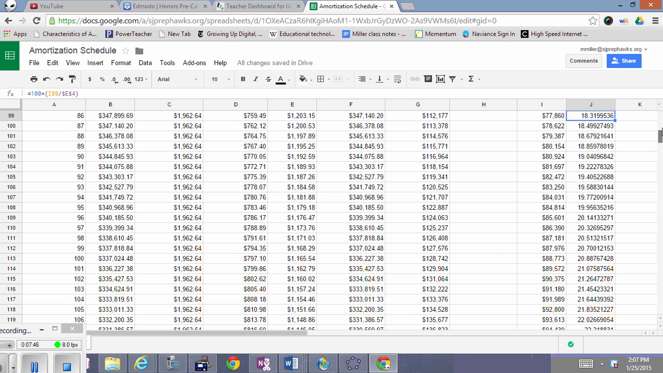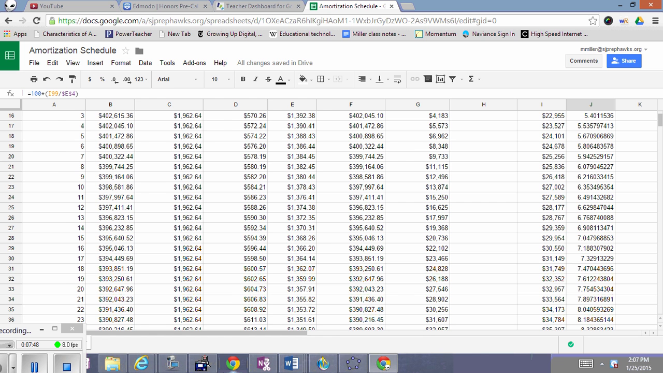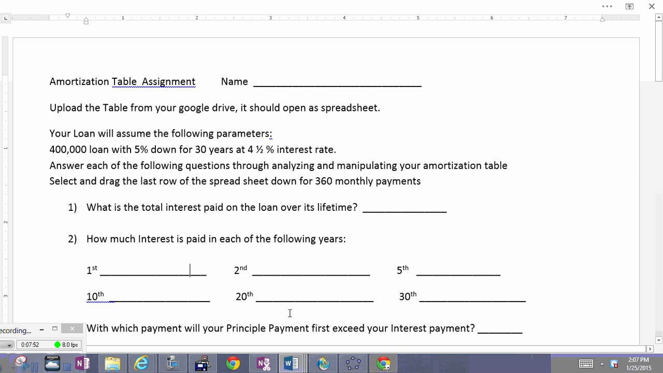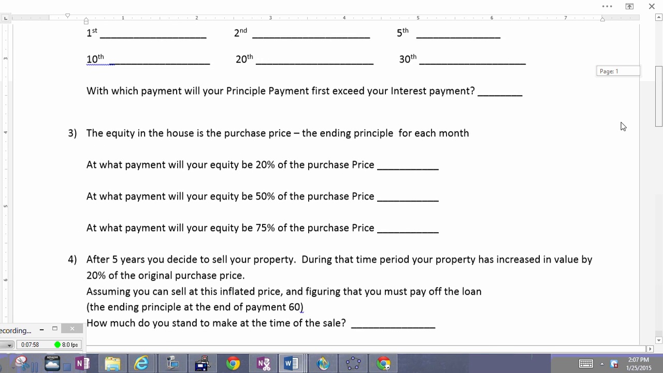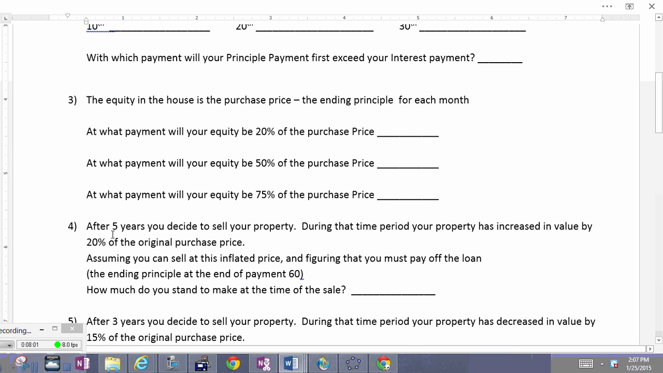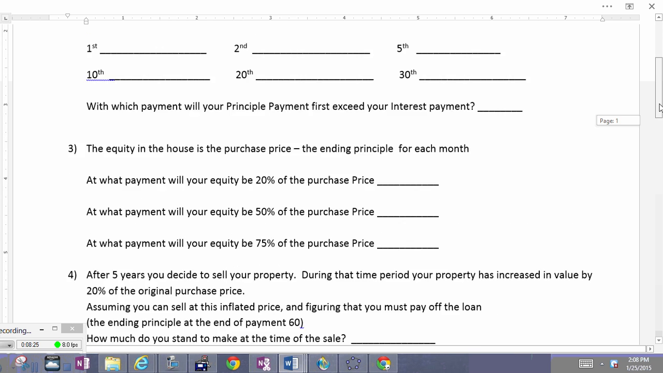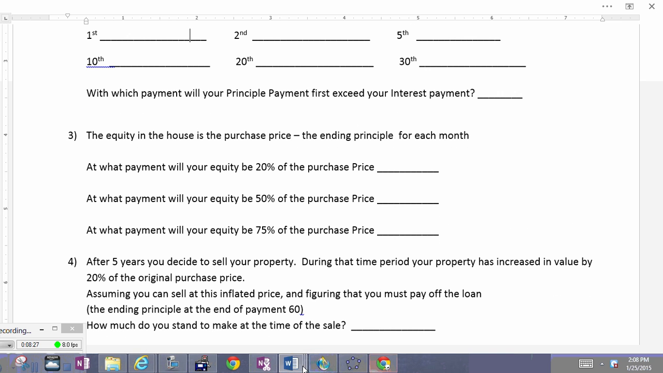Now, let's take a look at some of the questions here and see how we proceed to answer those. So we showed you how you can find the interest paid in each of those years. We talked about your equity, and you can just look off your table for that. Now we're looking at this: after 5 years, you decide to sell your property. During that time period, your property has increased in value by 20%. Assuming you can sell it at this inflated rate, how much do you stand to make at the time of the sale? Well, 5 years, we're increasing by 20%.